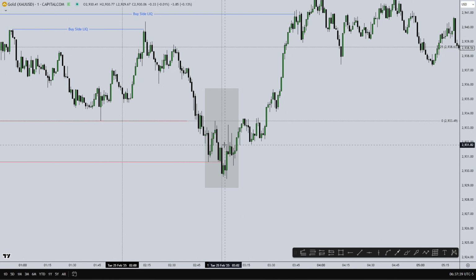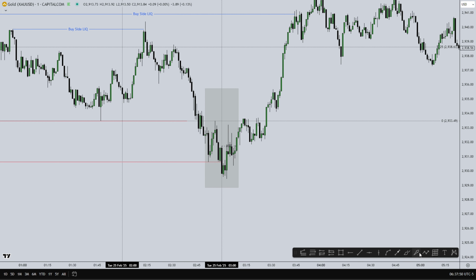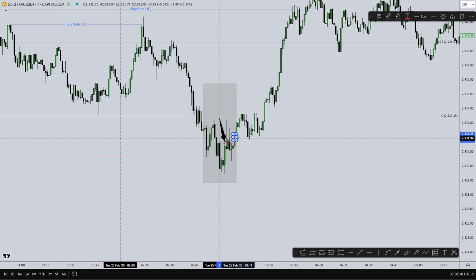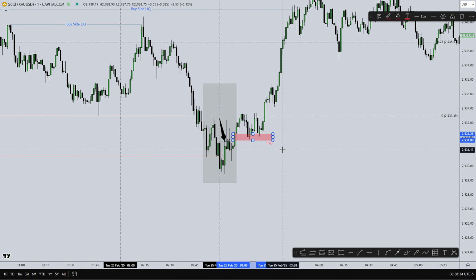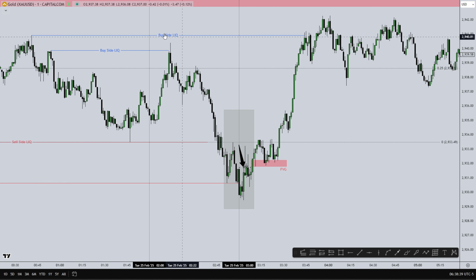And you can see that after the price traded into this sell side, the price did a market structure shift, which is here, as you can see. Now look at this fair value gap that formed after making a market structure shift, and you can see how the price reacted to it multiple times before going to the higher prices and taking this buy side and this buy side.